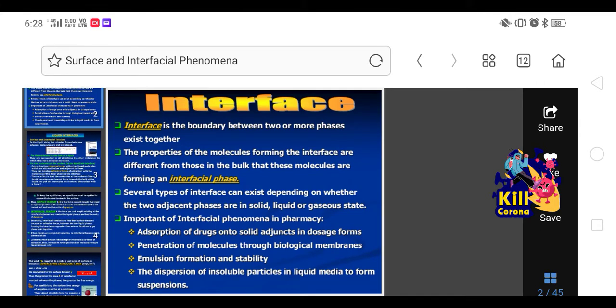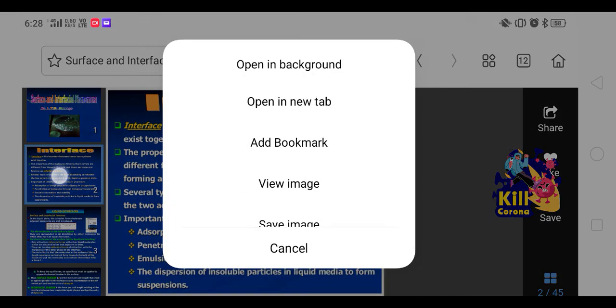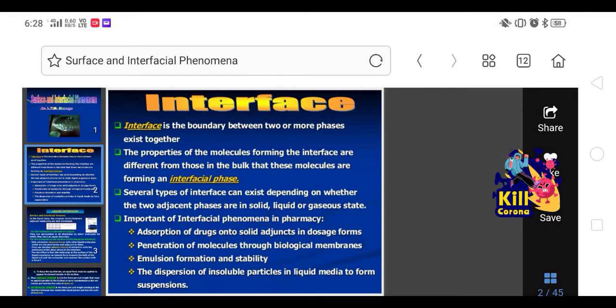Several types of interface can exist between two different phases, depending upon the phase, like solid, liquid or gases. The importance of interfacial phenomena in pharmacy is the adsorption of drugs onto drug adjuvants in dosage forms, right? And sometimes a drug has to penetrate the biological membrane depending upon its interfacial phenomena. It can go through the biological membrane.